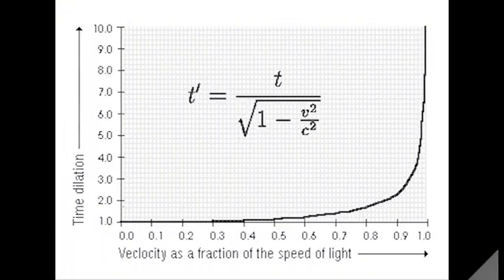Let's get into it. Time dilation basically explains that for an object in motion, the passage of time slows down as seen by an observer at rest. I can explain this concept using two simple examples. The first being the commonly used example of a light clock.